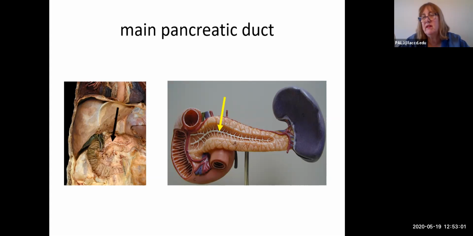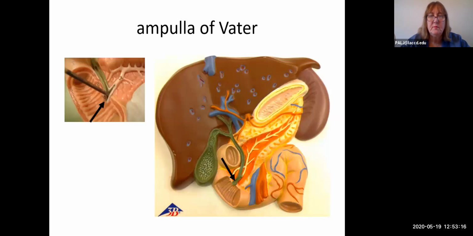Inside the pancreas, running the entire length from the tail through the head, is the main pancreatic duct. If you look at the head of this pancreas, you can see that there's an accessory duct here, but we are not going to be learning about that duct.